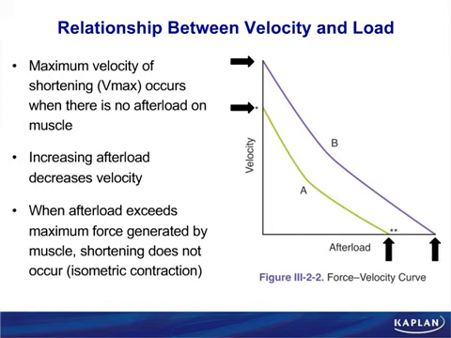Now we get to the point where afterload exceeds the maximum force generated by the muscle. Now the muscle doesn't shorten. So this, where we drew the arrows, the x-intercept, represents maximal isometric force, which we talked about in our experimental setup in the previous slide. So this represents an isometric contraction. So maximal isometric force, that's the x-intercept. And again, the y-intercept is maximum velocity of shortening, Vmax.